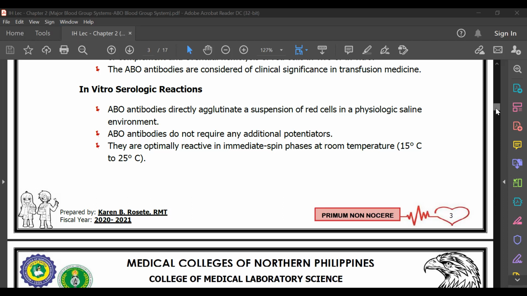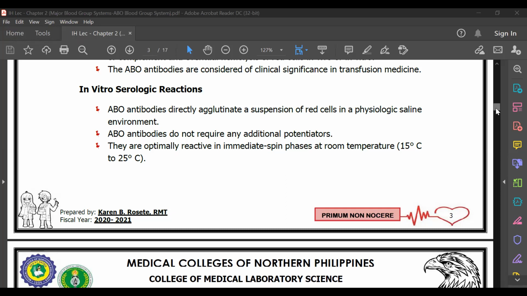So let's move on. ABO antibodies do not require any additional potentiators. Because the ABO antibodies, specifically of the IgM class, are large enough to span the distance between red cells caused by the zeta potential. So hindi na tayo gagamit ng any potentiator or any enhancement technique or media, in contrast to that of your IgG detection. Your ABO antibodies are optimally reactive in immediate spin phases.